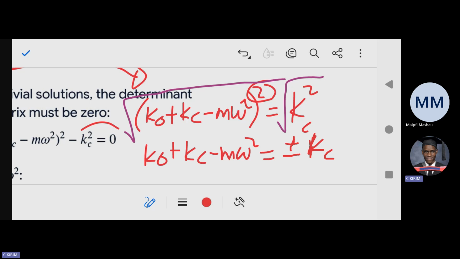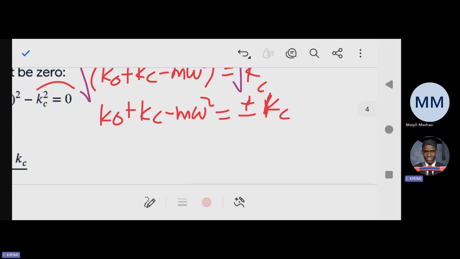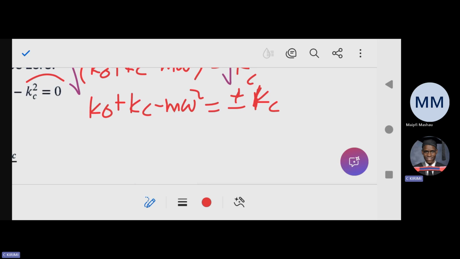All right. Then from there, remember our idea is to solve for what? To solve for omega. So that's where we are. You choose which one you want to push to the left or to the right. Should we push K naught plus Kc to the other side, and we are left with negative m omega squared? We are going to end up dividing by m.